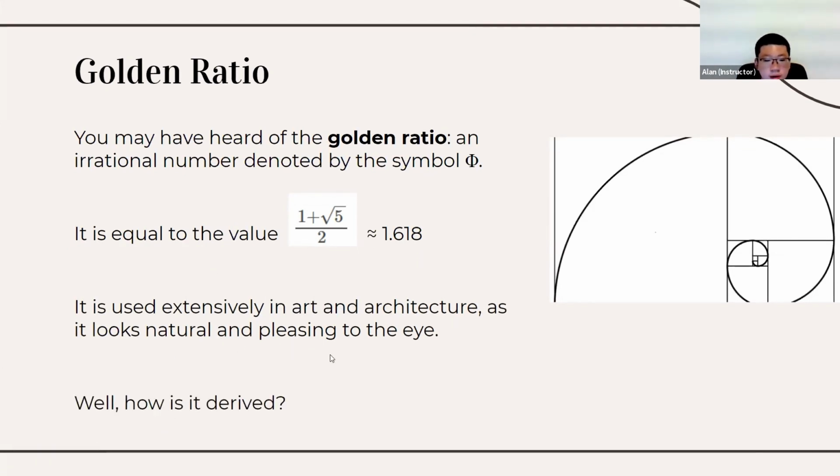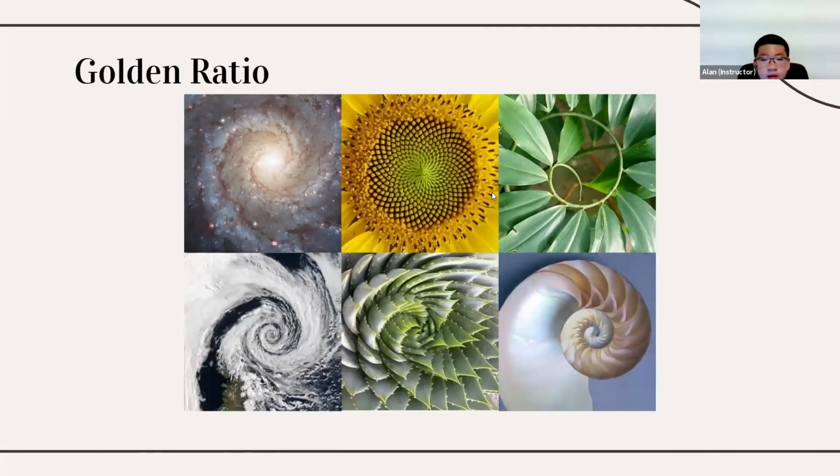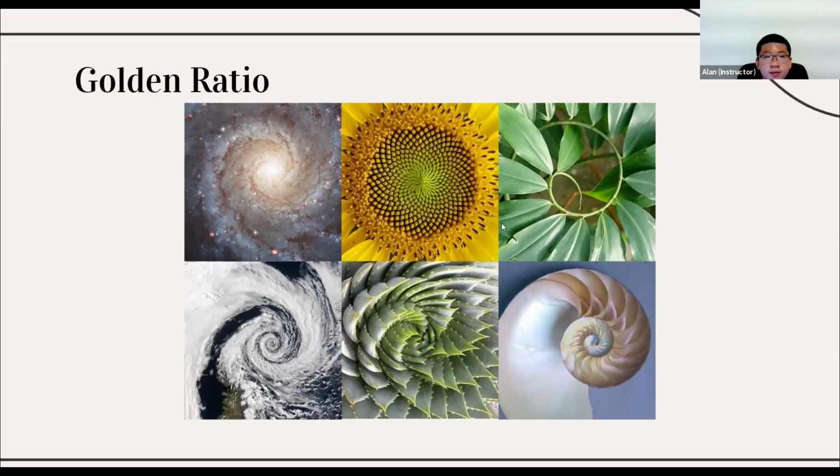So we're going to derive it. So how is it derived? And here are some examples of where the golden ratio naturally occurs. It even occurs in nature, and all of these photos were probably taken because they look pleasing. So I'll give you guys a couple seconds to look at these.